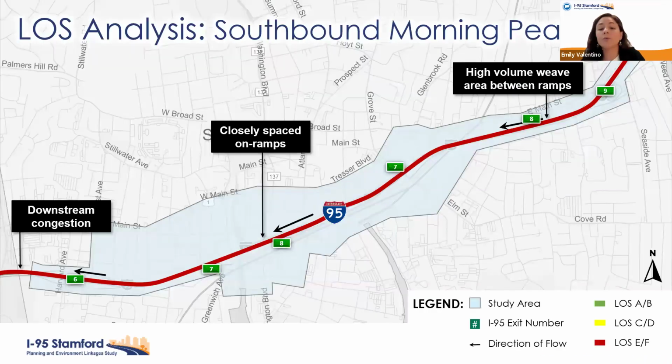Along with, of course, lots of vehicles on the road, so the capacity of the main line isn't enough to accommodate the vehicles. But on top of that, there are high volume weaving areas between ramps. We'll get into what that means in a moment. There are closely spaced on-ramps, and there's downstream congestion, which limits the number of vehicles that can even get through past the study area.